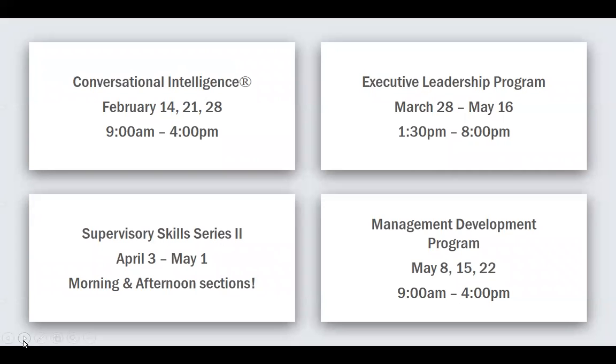So these are the 4 programs and their dates. Conversational intelligence is coming up soon, just about a month away. Starts on Valentine's Day, but you end in time if you have Valentine's dinner plans. So the classes run 9 to 4, and they're spaced each a week apart on the 14th, the 21st, and the 28th.